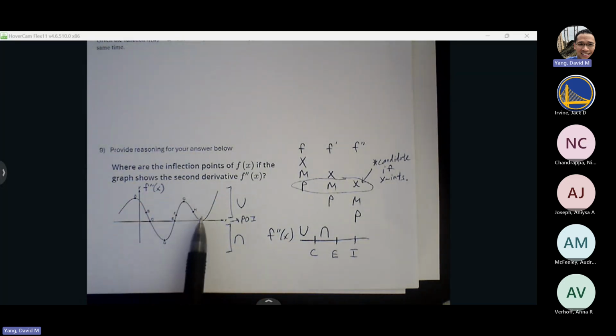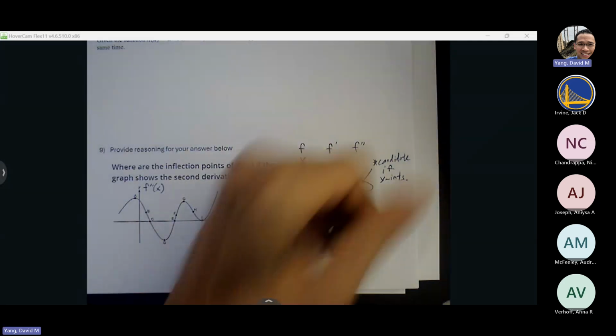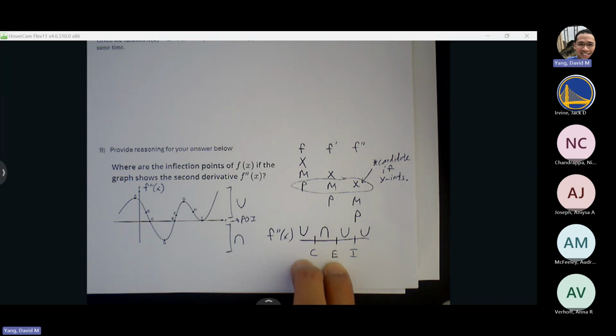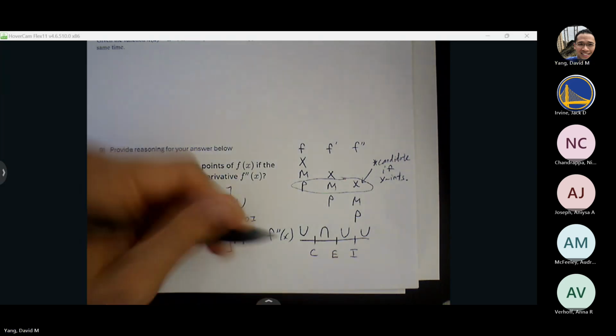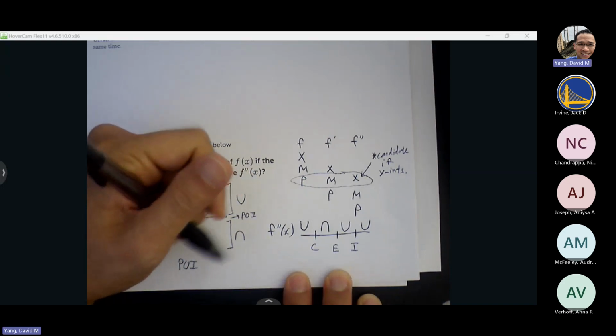Between E and I, above the x-axis, concave up. The right of I also concave up. So this goes to show that I is a critical point, but it is not a point of inflection because there's no change in signs. There's only going to be 2 points of inflection at C and E. And our justification is because f double prime changes signs.